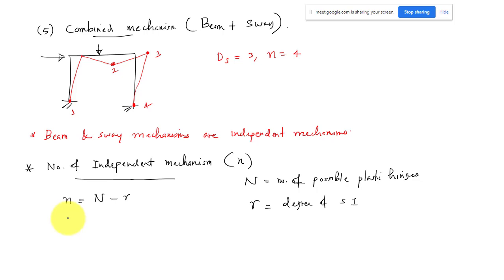Because in a given structure, the mechanism is possible, maybe the same mechanism may be possible. So like that. Okay, how many mechanisms? Suppose if we have a continuous beam, three span beam, so there may be three beam mechanisms possible. Not only one, there can be more than one beam mechanism. Okay, so like that we can find out.